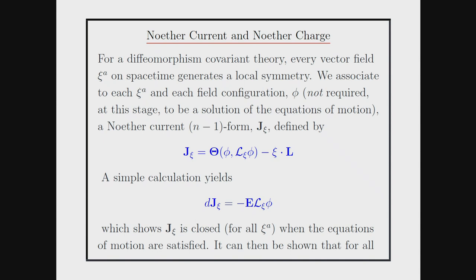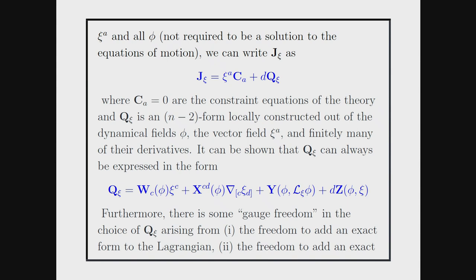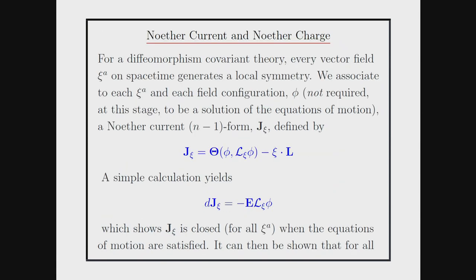There is a much stronger result, though. This is a very standard result. There is a much stronger result that says that even if you don't satisfy the equations, well, okay, let me consider the case where the equations of motion are satisfied. The fact that J is closed for all vector fields, when we're off of a phi that satisfies the equations of motion.